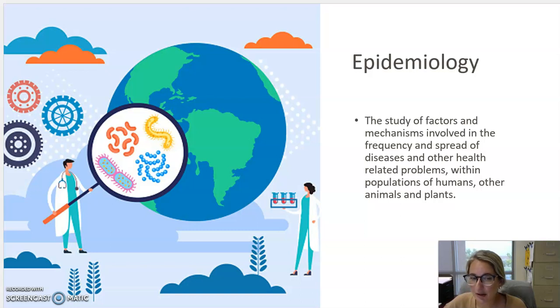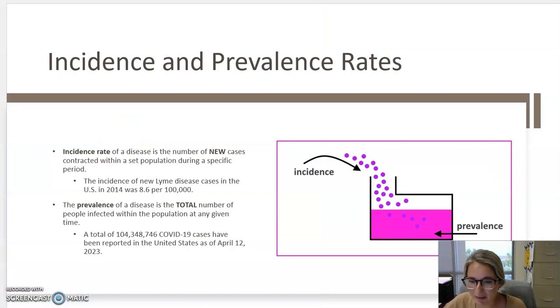How many new cases are we seeing? What's the death rate? Those are types of things that epidemiologists would be looking at. Being an epidemiologist does typically require pretty good math skills. There are a lot of statistical rates that we have to calculate for epidemiology. You are not going to be doing any calculations for this specifically, but I do want you to be able to define the various different rates that epidemiologists would be looking at.